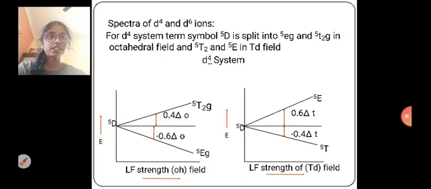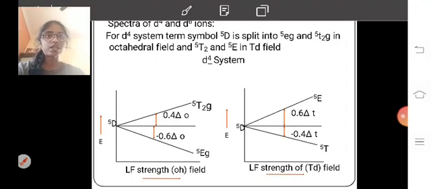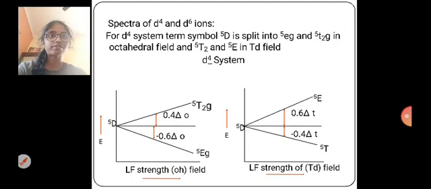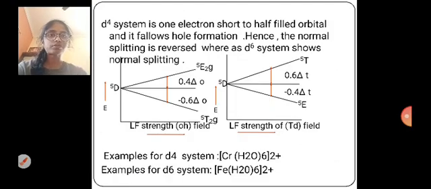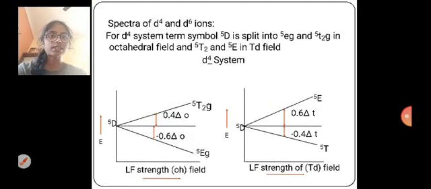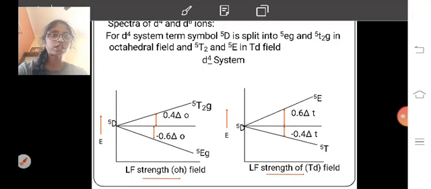Spectra of D4 and D6 ions. For the D4 system, the term symbol 5D splits into 5Eg and 5T2g in octahedral field and 5T2 and 5E in tetrahedral field. The D4 system is shown here. Electronic excitation takes place from Eg to T2g in octahedral field. It is here, and electronic transition takes place from T to E in a tetrahedral field.